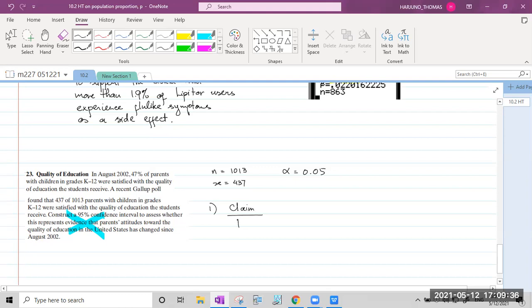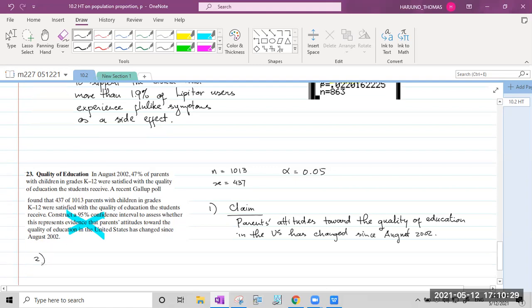Okay. Parents' attitude toward the quality of education in the United States has changed since August 2002. Has changed. So maybe increasing, maybe decreasing. It doesn't say going down, doesn't say going up, it just says change.